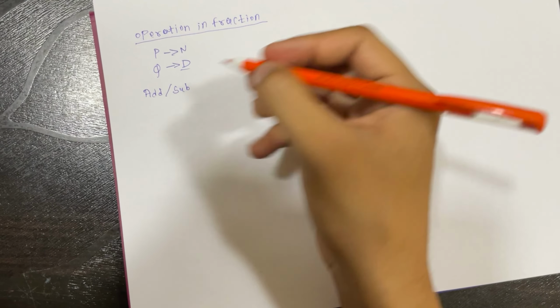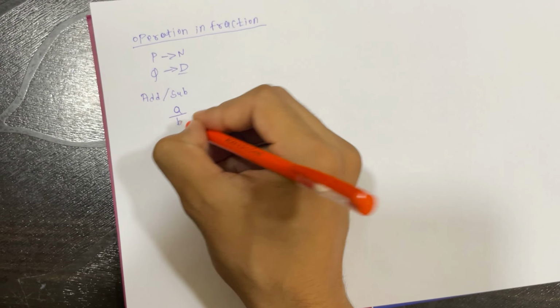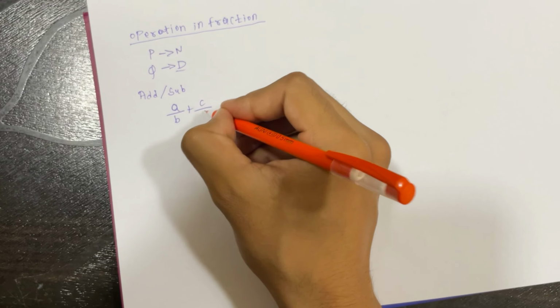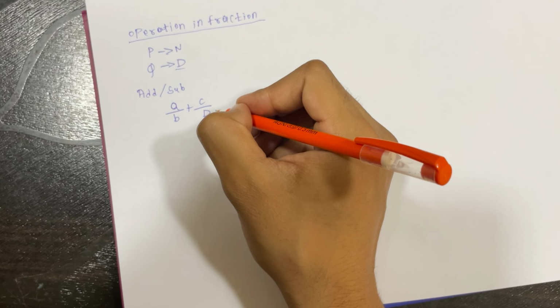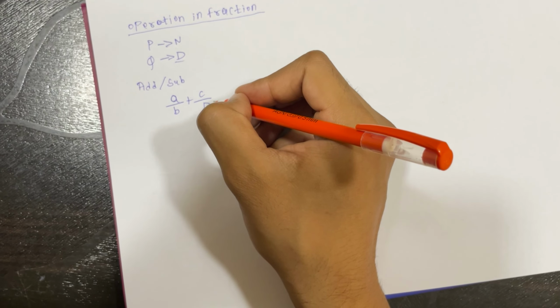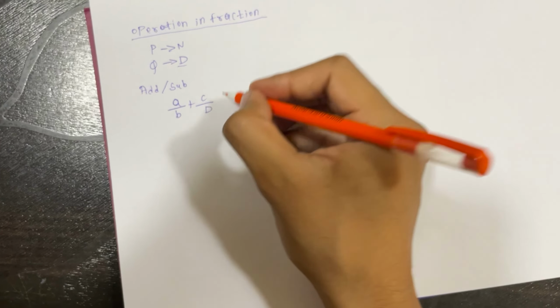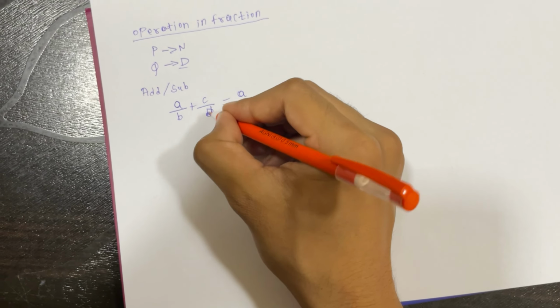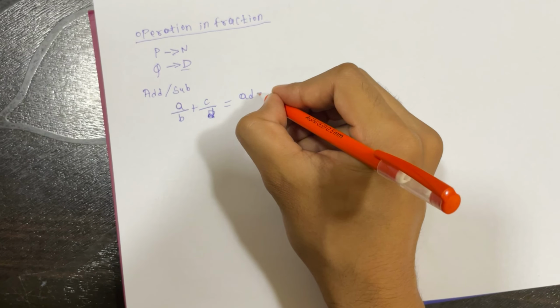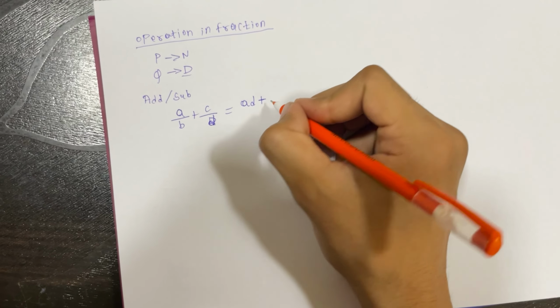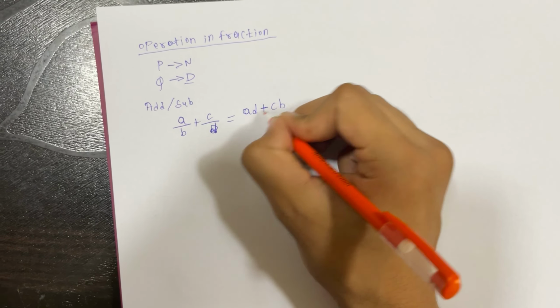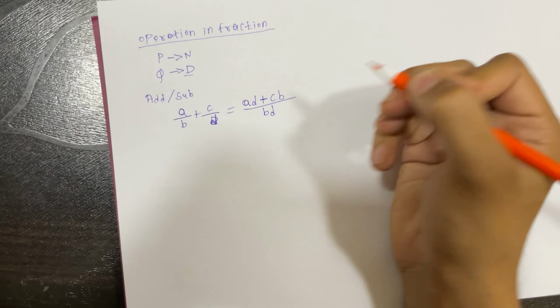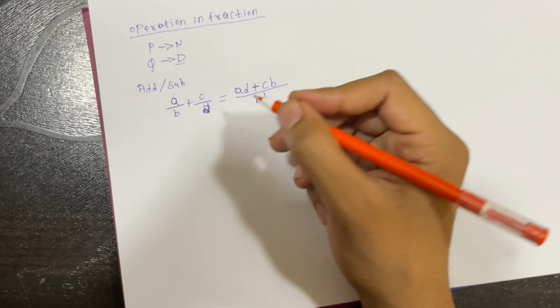Let's consider a by b plus c by d. So how is the addition done? It's a into d plus c into b upon b into d. So this is how addition is done.